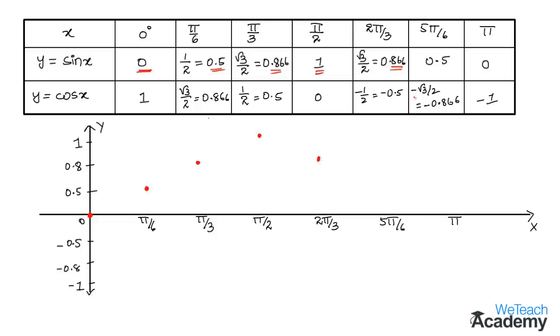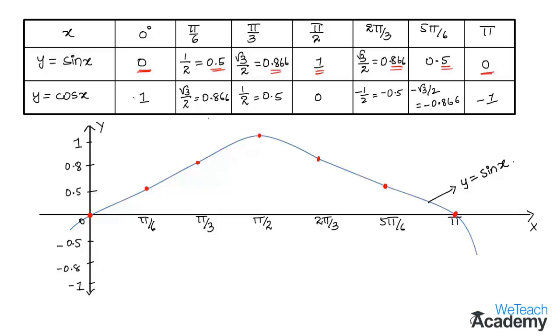And then the next ordered pair, which is 5 pi by 6, 0.5. So here we get a point where 5 pi by 6 and 0.5 intersect. And then for x equal to pi, the y value is 0. So as the y value is 0, we get a point on the x-axis at pi. So by joining all these points, we get a curve, and this curve is named y equal to sin x. And now let us plot the values of y for the equation y equal to cos x.